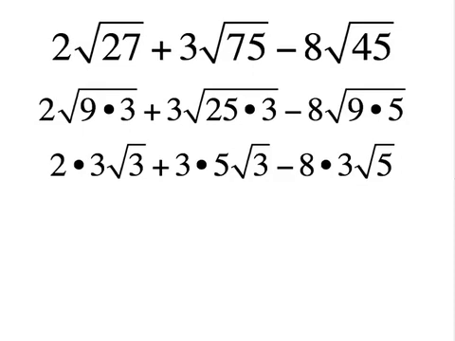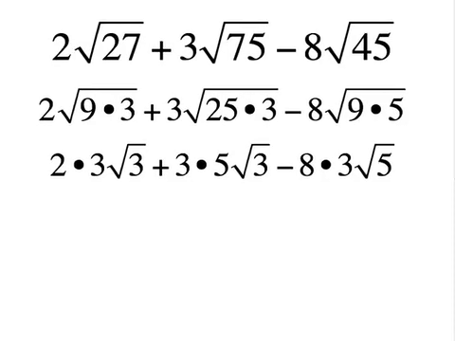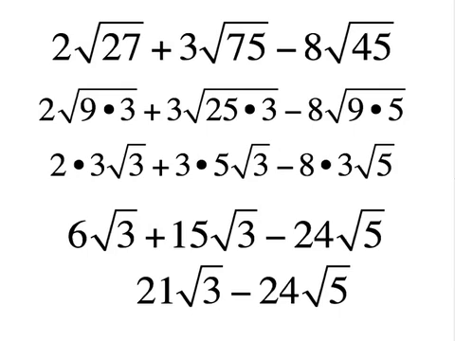We bring it out, and now it's going to be 2 times 3 times root 3. The square root of 25 from the middle term is 5. We bring it out to get 3 times 5 times root 3. And in the final term, the square root of 9 is 3. So we have 8 times 3 times root 5. We do each one of those products to get 6 root 3 plus 15 root 3 minus 24 root 5. We combine the two terms that contain root 3. We get 21 root 3 minus 24 root 5. And we've simplified it as much as we can.